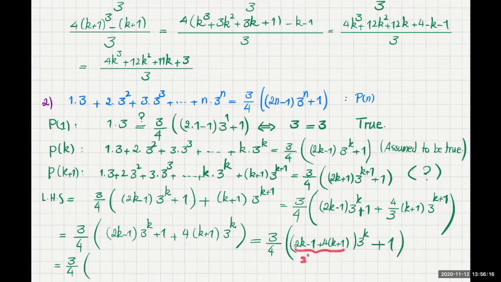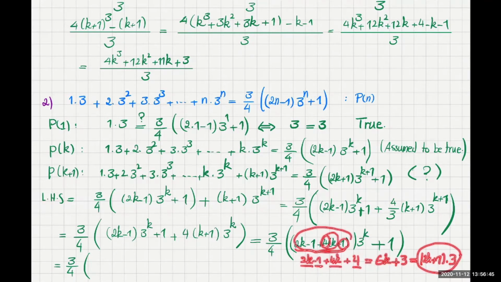So this is 2k minus 1, and then I multiply 4 inside, it becomes 4k, and I multiply 4 by 1, it becomes positive 4. But look, 4k and 2k becomes 6k, minus 1 and positive 4 becomes positive 3. And then I can factor a 3 out, so it becomes 2k plus 1 multiplied by 3. So this expression is exactly equal to this expression here. Okay, so remember, I will write 2k plus 1 times 3 instead of that expression.